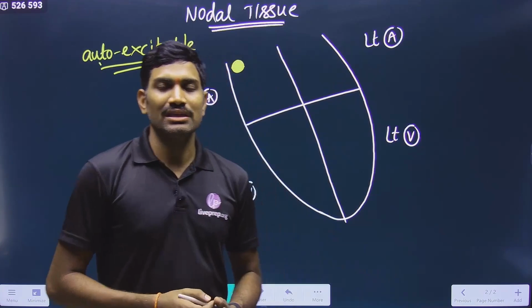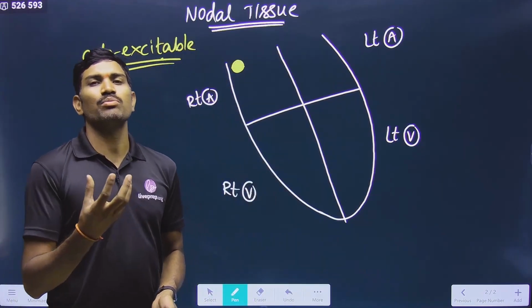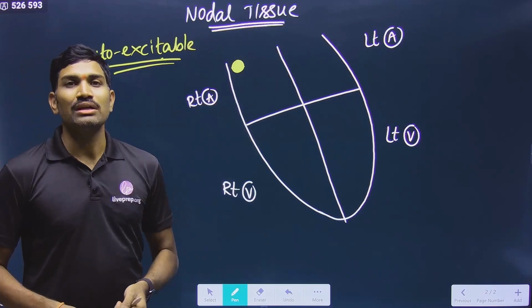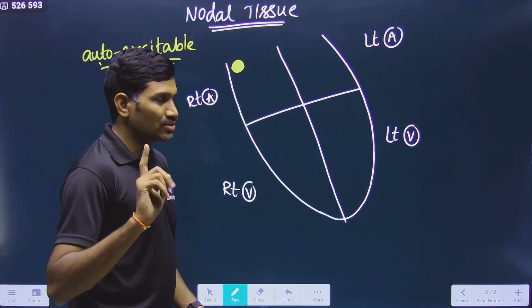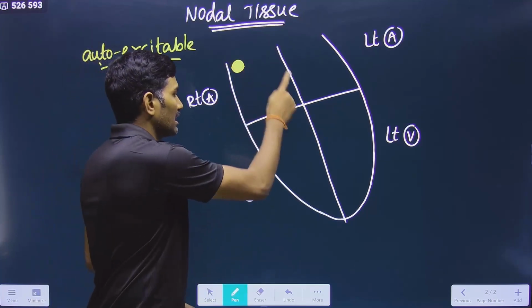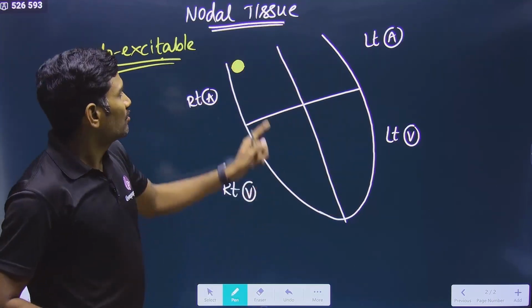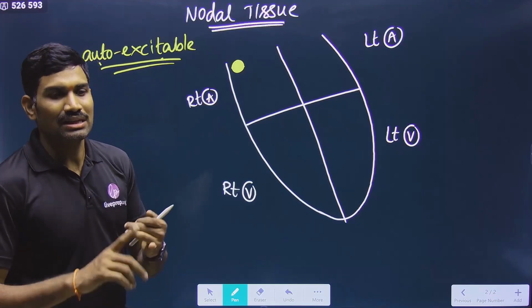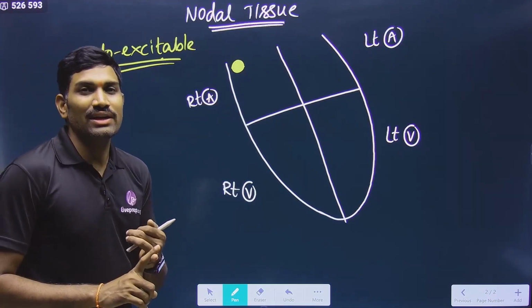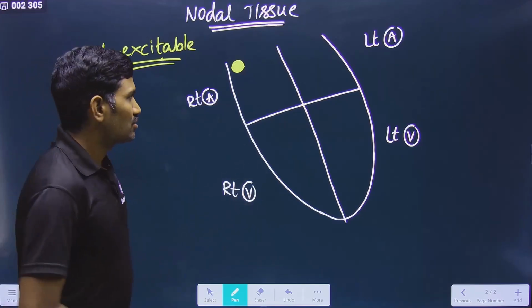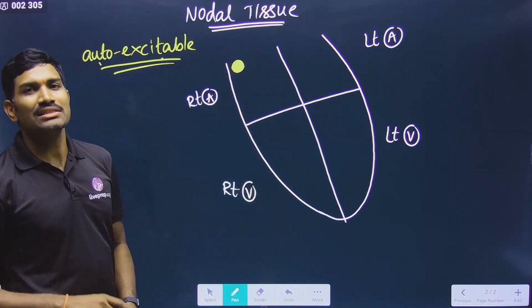Now here, some group of cells are present together, and they are considered as nodal tissue. They help in two things. First, generation of the action potential, and also transmission of the action potential. So this nodal tissue has some group of cells that help in generation and transmission of action potential. That's it. Now in this nodal tissue, what are the various names that we are studying?